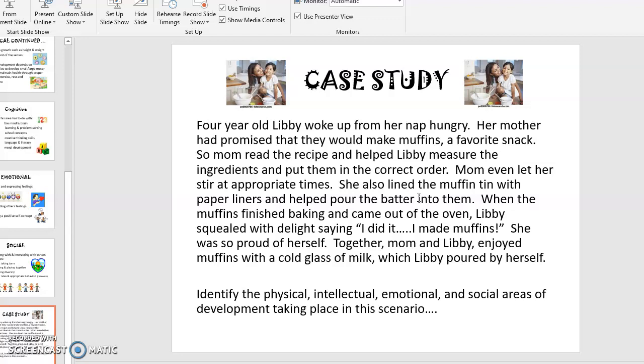When the muffins finished baking and came out of the oven, Libby squealed with delight, saying, "I did it! I made muffins!" She was so proud of herself. Together, Mom and Libby enjoyed muffins with a cold glass of milk, which Libby poured by herself. And it says, identify the physical, intellectual or cognitive, emotional, and social areas of development taking place in this scenario. So go ahead and pause and read through the scenario again and identify times in the case study where Libby was doing each of these 4 areas of development. And then when you come back, I am going to point out some of those areas for you.